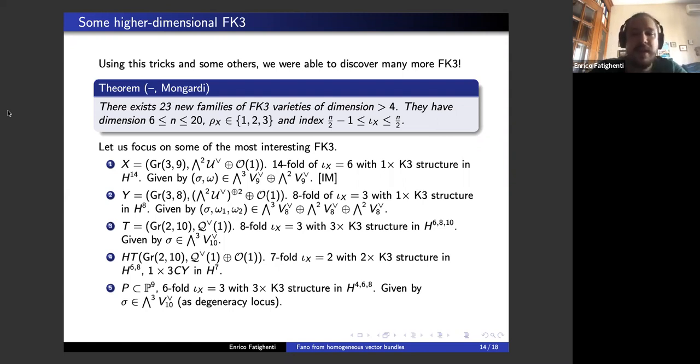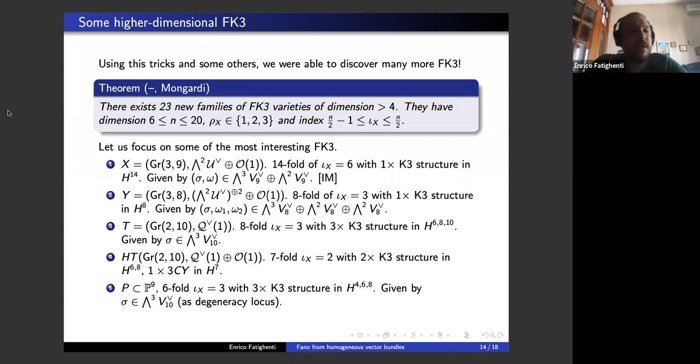It has index 6, 1 K3 structure in the middle cohomology. So of course, at the level of linear algebra, it is defined by a 3-form in 9 variables, skew, and a 2-form in 9 variables, skew. And in fact, this was already present in a work by Iliev and Manivel. Or then you could take another variety in Grassmannian 3-8, and this time you should take 2 sections of this wedge 2. So you should go to the bisymplectic Grassmannian of 3-planes in an 8-dimensional vector space, and then you should cut with another hyperplane section. And so what you get is an 8-fold, so a priori very different, of index 3 and 1 K3 structure.